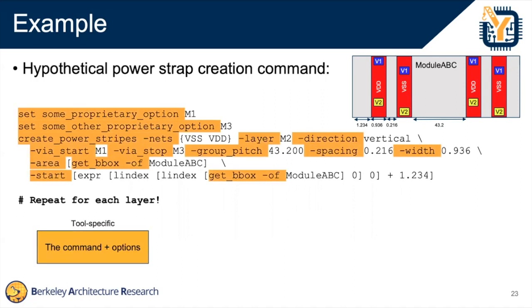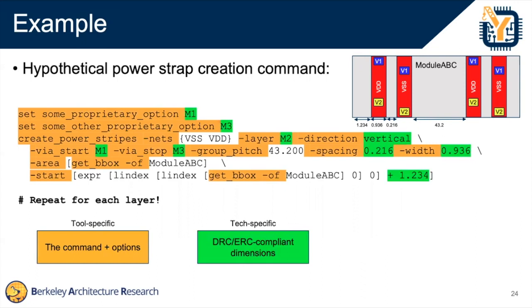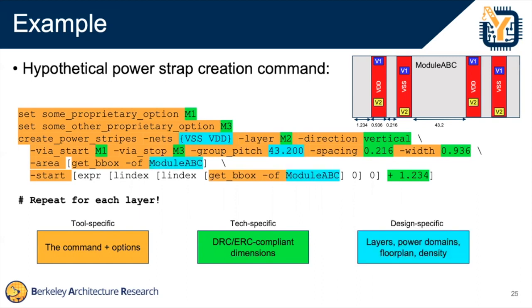So you can see here that we can separate this huge command into three pieces. We have the tool-specific piece, that is the command and the options. Then you have the DRC and ERC compliant dimensions. These are specified by the technology: which metals we want to use, the routing direction, the minimum spacing, maximum spacing, things of this nature. And then we have the design-specific things: the module we actually care about, the actual power domains in our design, the group pitch, which governs the power grid density, and things of that nature.